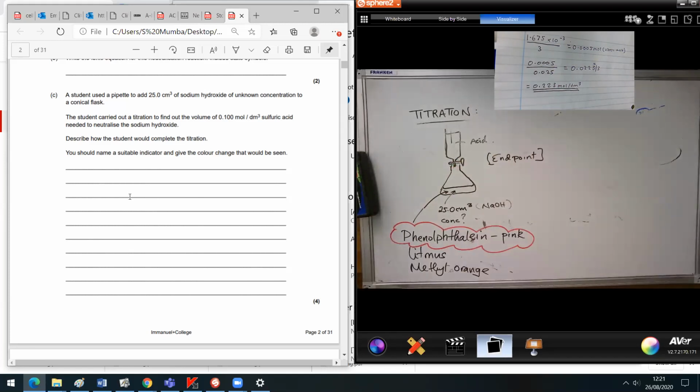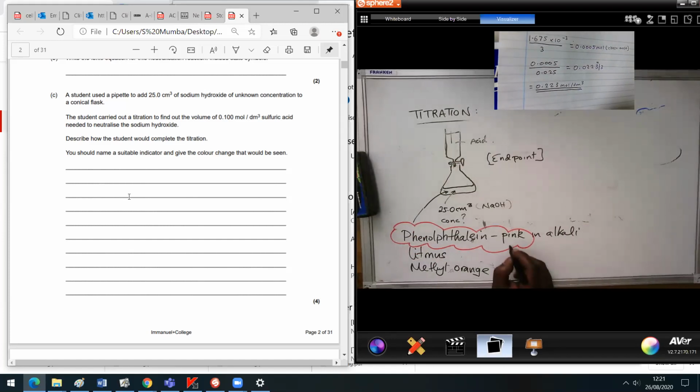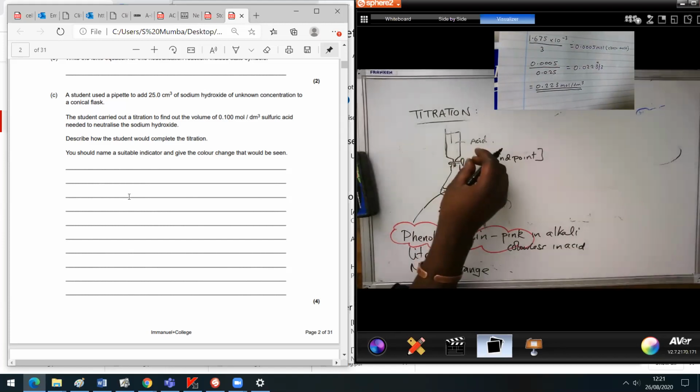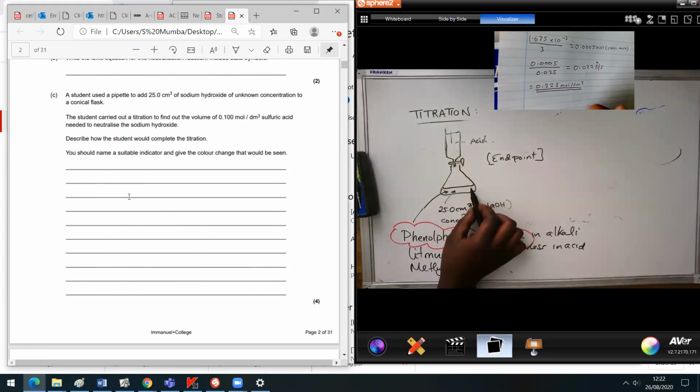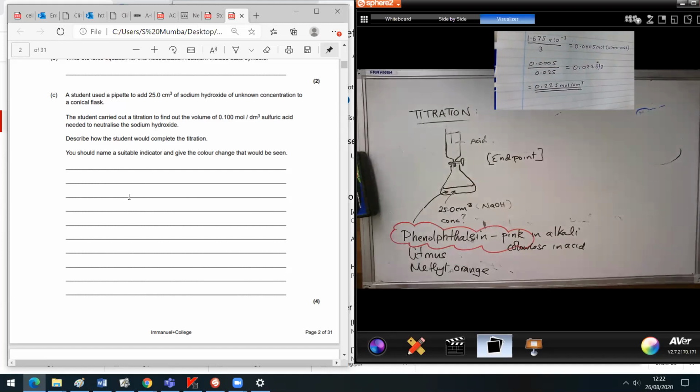How do you know that we've reached the end point? What color will this change? Will it be pink? Well, it's going to be pink in alkali, so before the reaction starts and you put drops in there, it's going to be pink. Would it turn colorless because of the acid? Well done. The acid would take over once all the sodium hydroxide is used up. You're absolutely right. So it's pink in alkali and colorless in acid. I'll keep adding this acid until this goes from pink to colorless, and at that point I look at what volume of acid I've added.